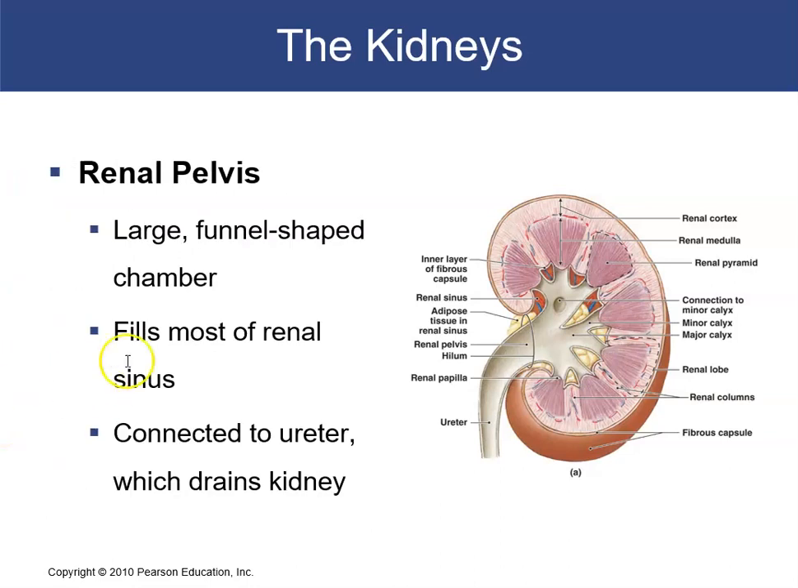The major calyx then empties into the renal pelvis. This is a large funnel-shaped chamber that takes up most of the space of the renal sinus. The renal pelvis is connected to the ureter, and then it's the ureter that ends up draining the kidney.